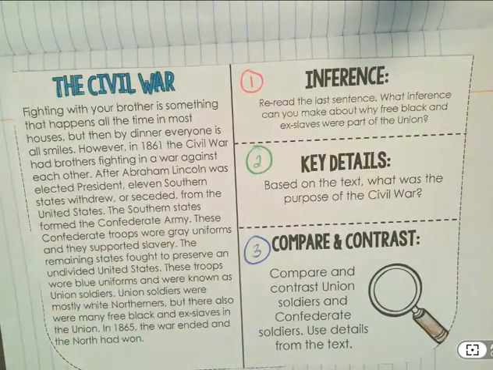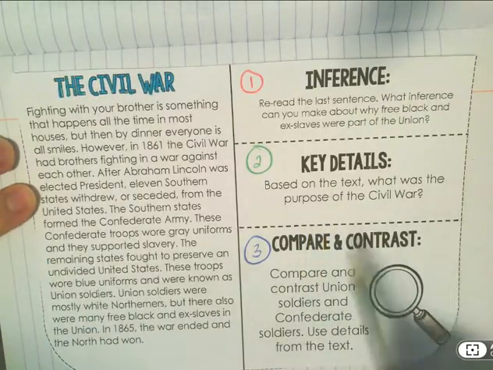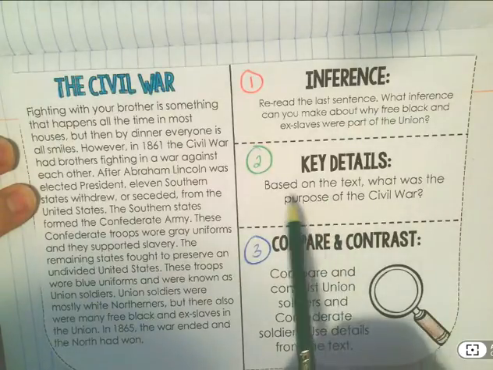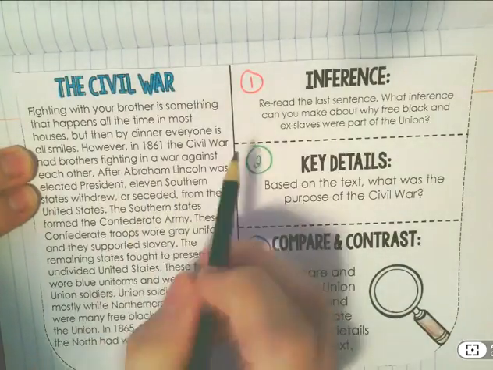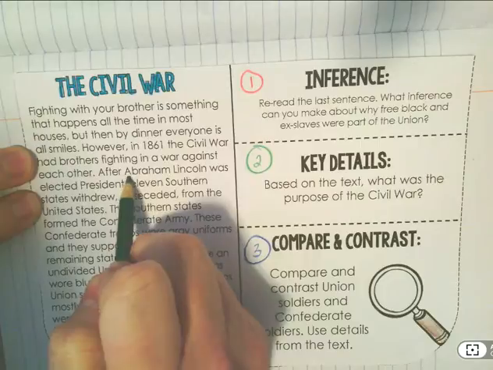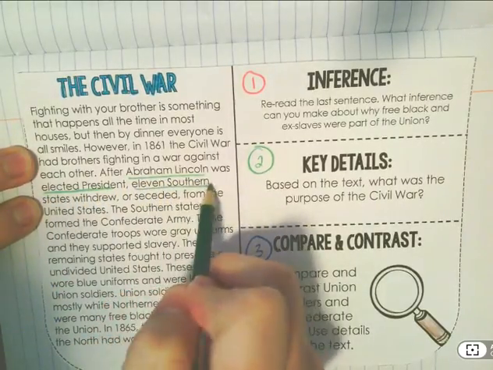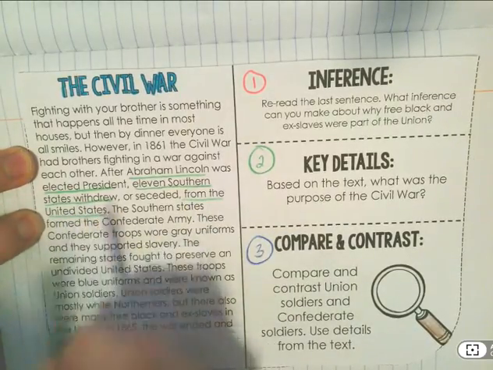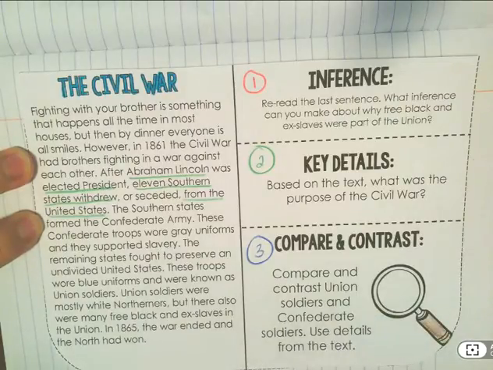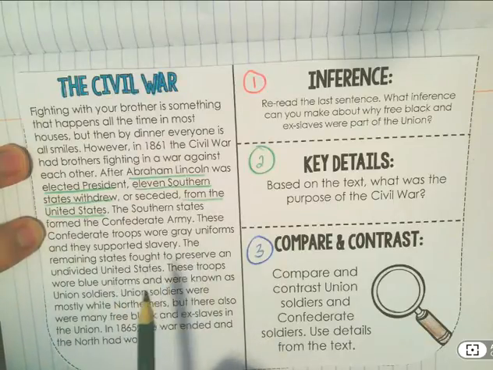All right, we'll stop there for right now because that's giving us some information that I feel are key details. Again, based on the text, what was the purpose of the Civil War? Why did it happen and what was the result of it? It said that Abraham Lincoln was elected president and 11 southern states withdrew from the United States. So they decided they are no longer part of the United States. They're going to be their own country. The southern states formed the Confederate Army.